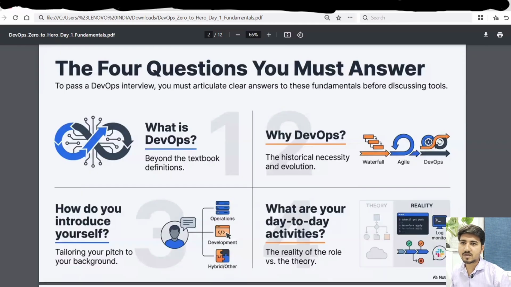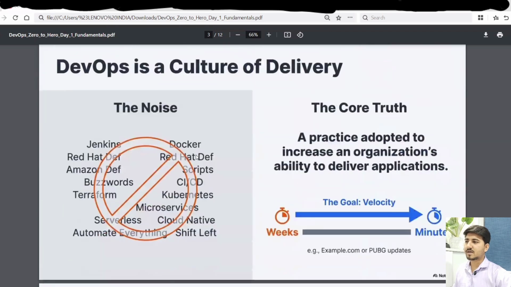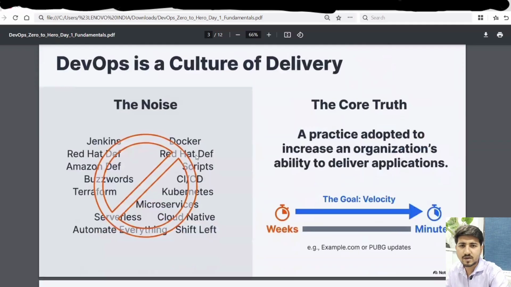Beyond the textbooks, normally people say that DevOps is all about automation, about management, micromanagement, doing everything on automation. But what is DevOps actually? People say that DevOps is nothing but a culture of delivery, in which the practice is adopted to increase an organization's ability to deliver the application very fast, very easily, smoothly.